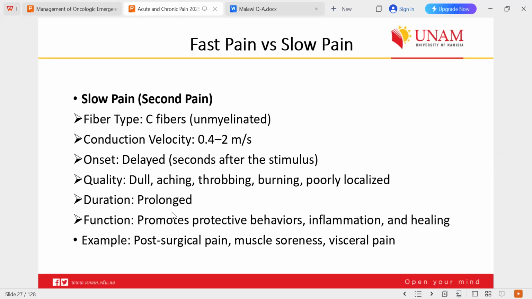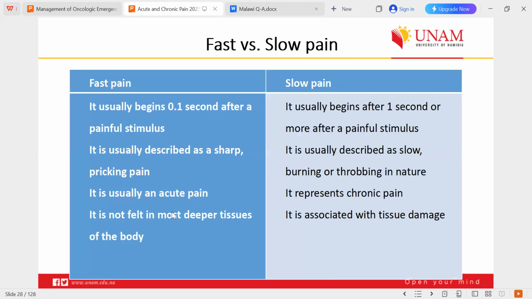From a lot of studies that have been done, pain is usually one of the reasons why a lot of patients fear surgery, especially those who have had surgery before or those whose friends or relatives have had surgery, and it is a result of slow pain, or what we know as second pain. All right, so this is a table that differentiates between fast and slow pain.